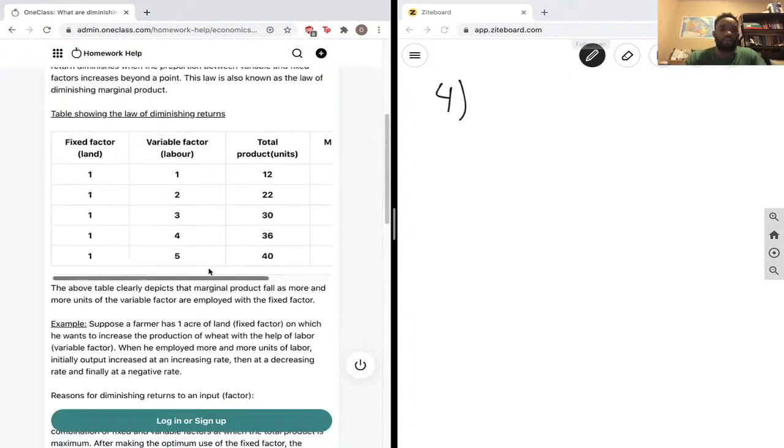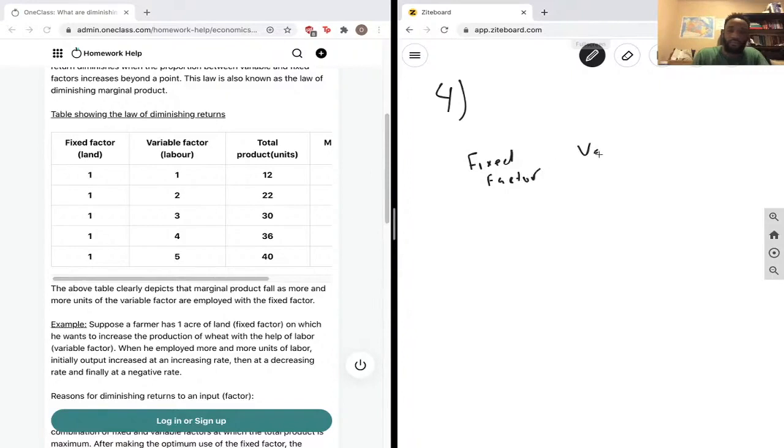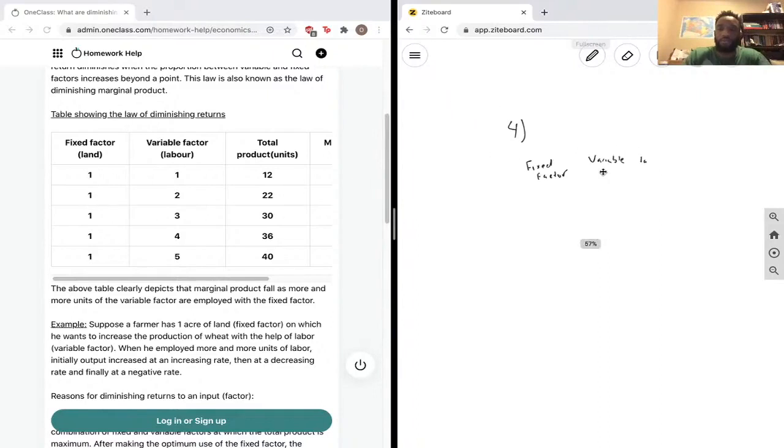So all in all, this is a great explanation. Let's bring this graph over here and make it a little smaller. We'll call this fixed factor, variable factor.